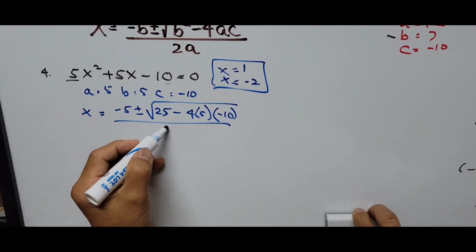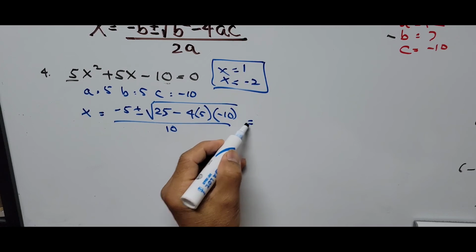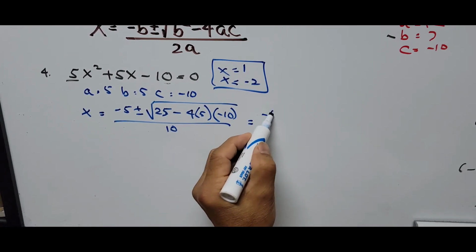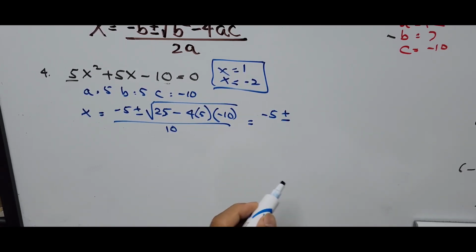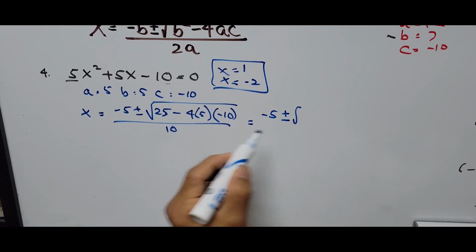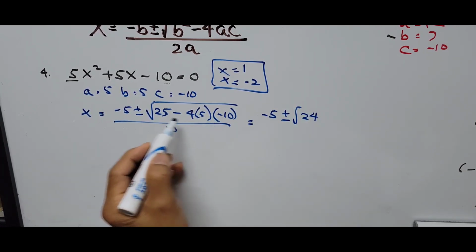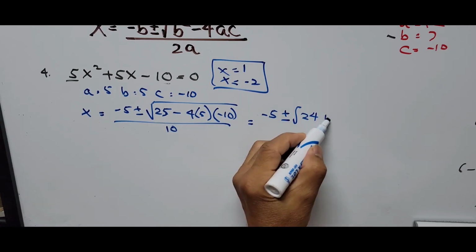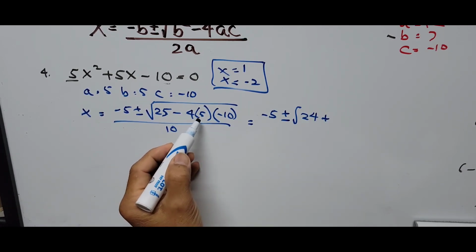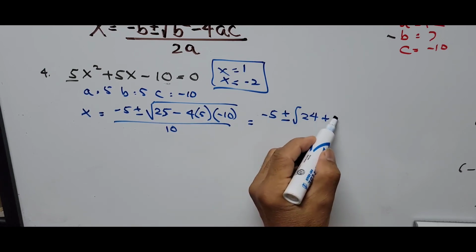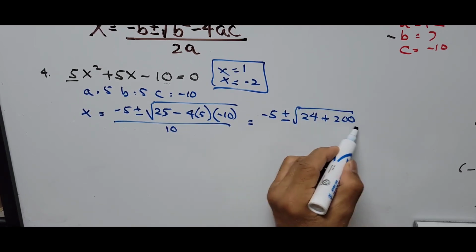So let's put that 10 now. Simplify. So that's -5 plus or minus the square root of 25 plus, this is minus times minus, that'll be plus. So 4 times 5 is 20, times 10 is 200, divided by 10.